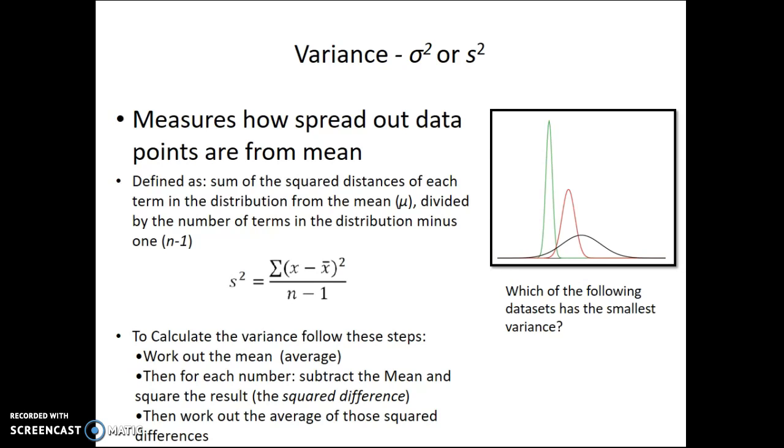You'll also have to understand a little bit about variance for our lab today. So this is a measure of how spread out our data points are from the mean. So how wide is our distribution? And this is defined as the sum of the squared distances of each term in the distribution from the mean divided by the number of terms in the distribution minus 1. Right? Big mouthful. And here is our formula for variance here. And some instructions on how to calculate variance.